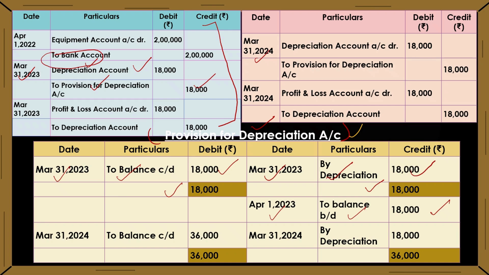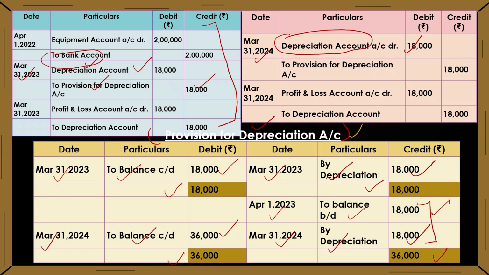Here, the depreciation account is debited 18,000. So in the ledger of provision for depreciation, it will be credited on March 31, 2024 by depreciation 18,000. On seeing, you see the total of the credit side is more. So if you total the credit side, it comes to 36,000. Take it to the debit side also. On March 31, 2024, it will be written as 'To balance carried down 36,000'.